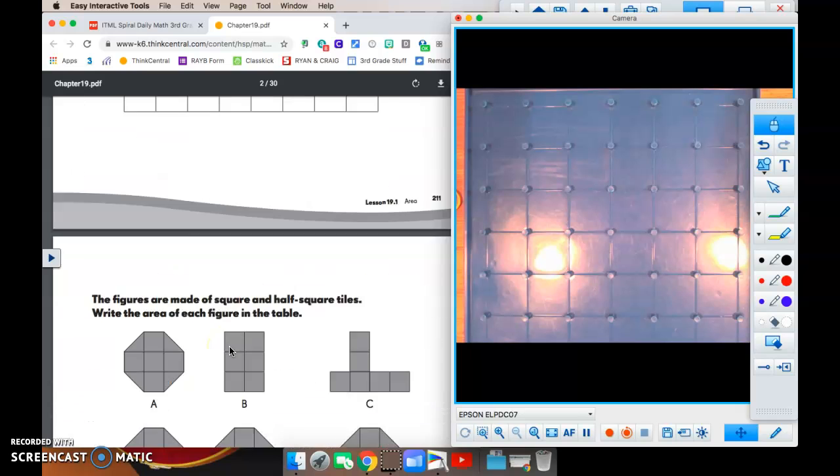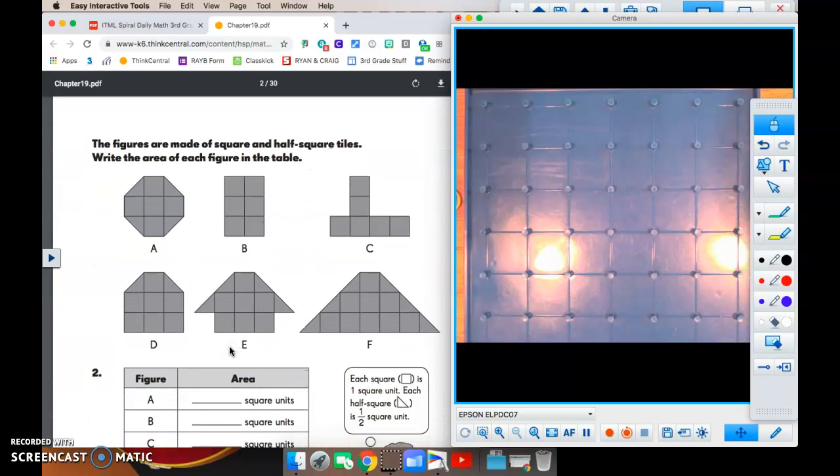Now, let's keep going down. The figures are made of square and half square tiles. Write the area of each figure in the table. So I'm going to come down here and look at this first. It says each square or box is 1 square unit. Each half square is a half square unit.